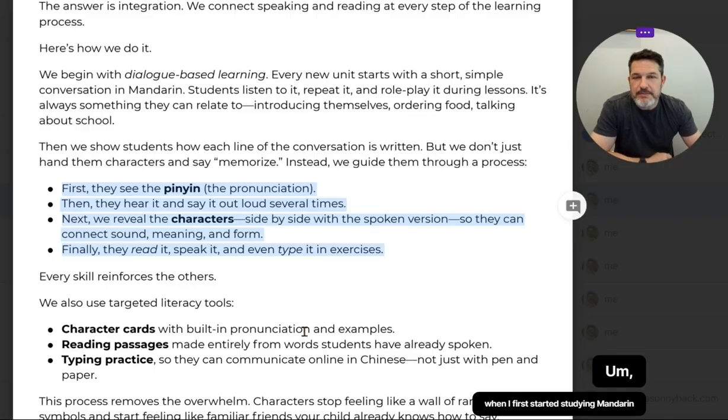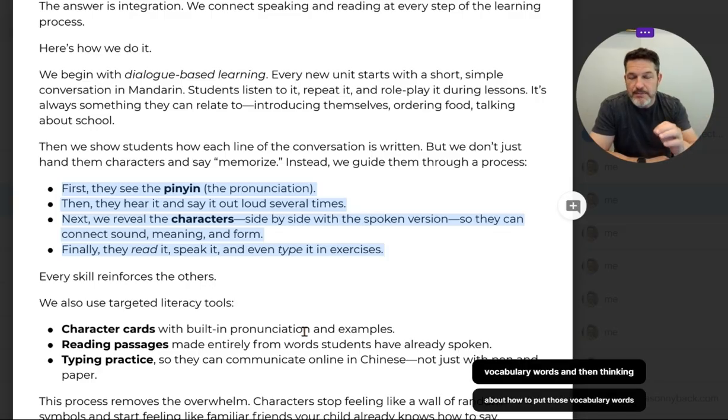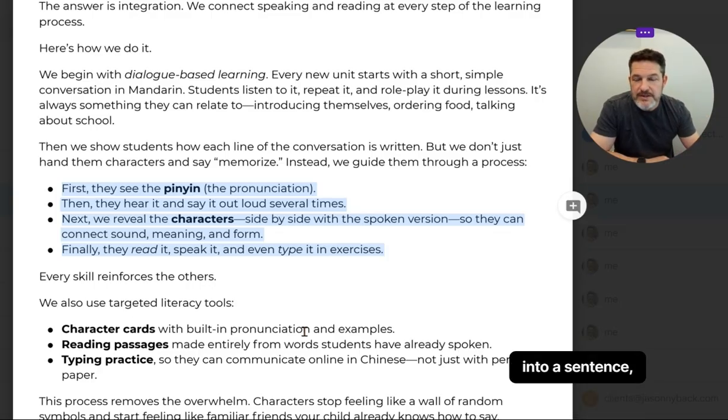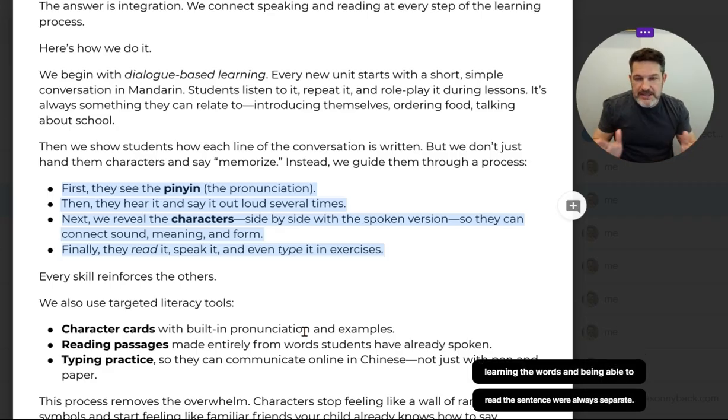When I first started studying Mandarin back in college, it was just focused mainly on learning vocabulary words and then thinking about how to put those vocabulary words into a sentence. But learning the words and being able to read the sentence were always separate.